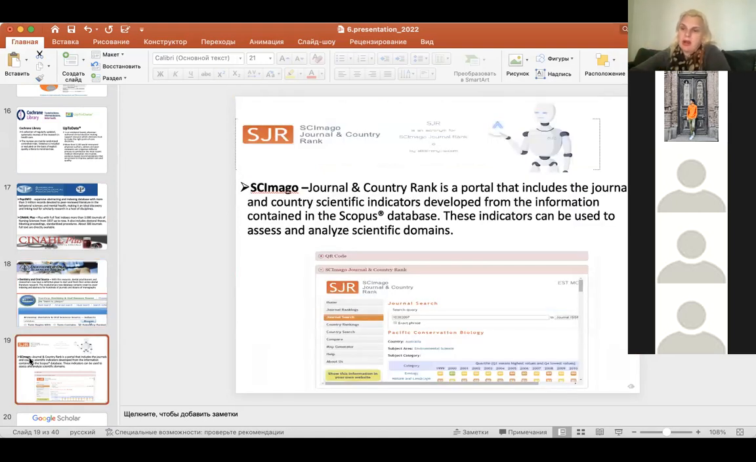And what is Simago? I have a special note for you. Simago is a database system, Simago Journal and Country Rank. It's a special portal that includes journals and country scientific indicators developed from the information contained in the Scopus database. At the end of our meeting, I will share my screen with Scopus.